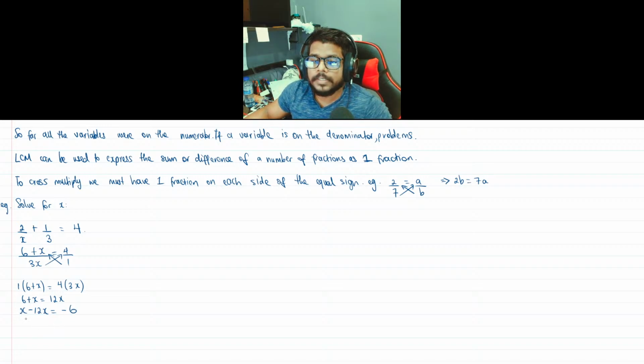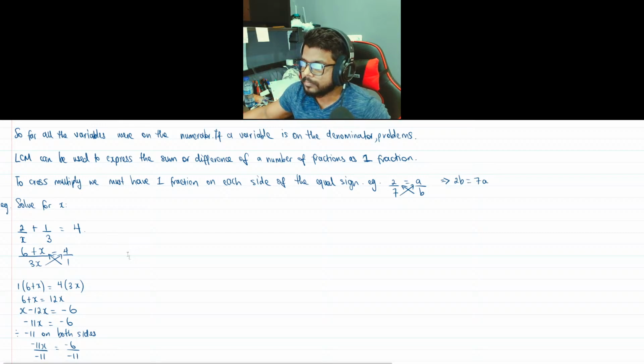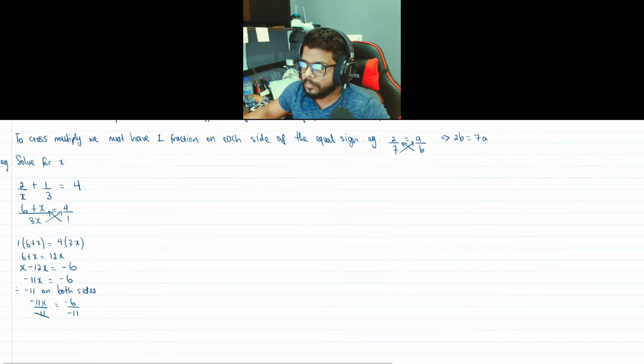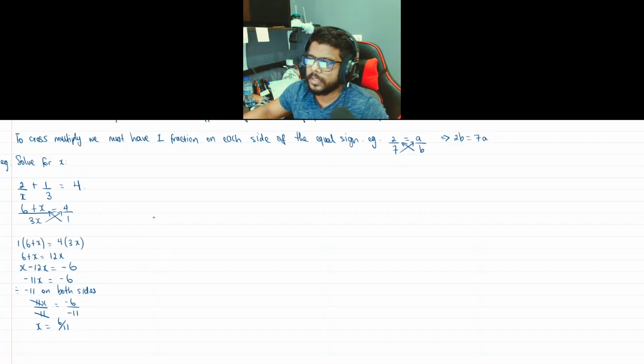This is 1x, take away 12x, which is minus 11x, is equal to minus 6. I divide by minus 11 on both sides, and I get minus 11x over minus 11 is minus 6 over minus 11. All the time this will happen, and I will get the variable alone. A minus and a minus is a plus, so x is 6 over 11. Let me do our next example.